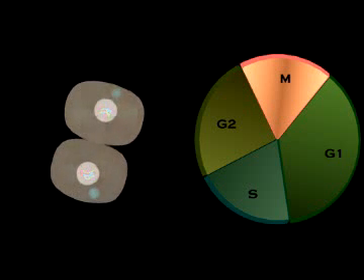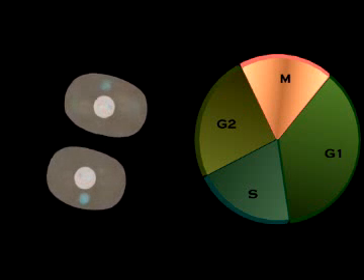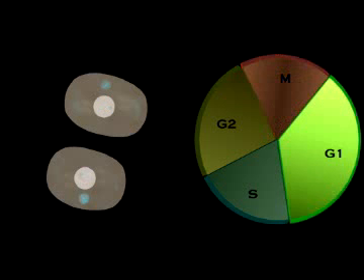At the end of mitosis, the cytoplasm is divided between the two daughter cells in a process called cytokinesis. Each of the daughter cells will enter the G1 phase of the cycle.